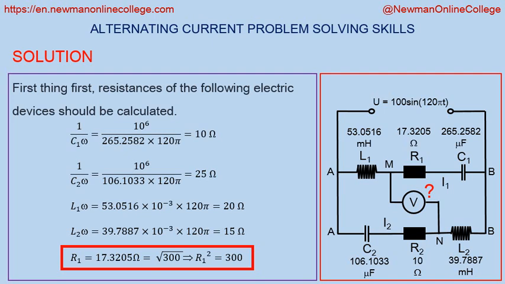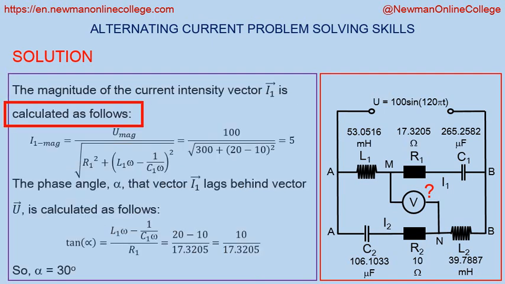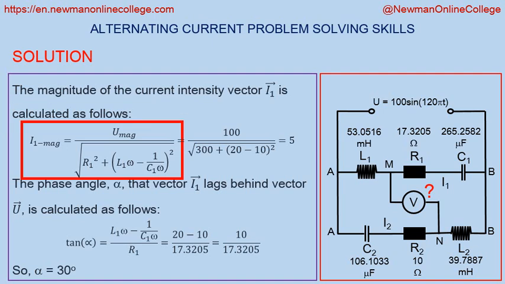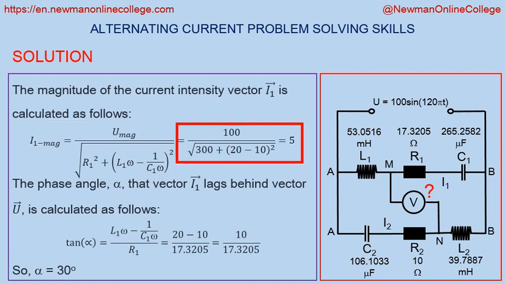R1 equals 17.3205 ohms, which is the square root of 300, so R1 squared equals 300. The magnitude of the current intensity vector I1 is calculated as follows. |I1| equals |U| over the square root of R1 squared plus (L1ω minus 1/(C1ω)) squared, which equals 100 over the square root of 300 plus (20 minus 10) squared, which equals 5.